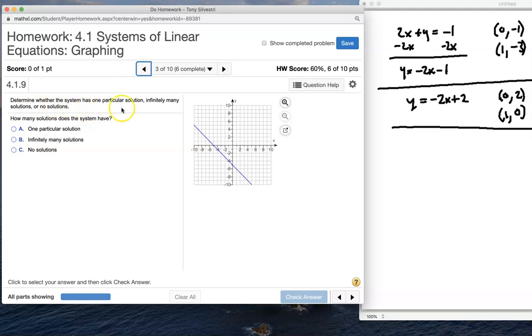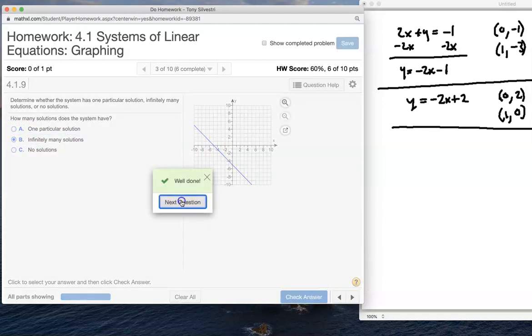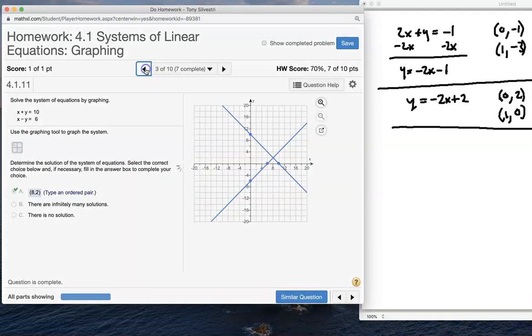Determine whether this has got one solution or infinitely many or no solutions. Well, I see only one line. They're telling me there's 2 lines. Well, those 2 lines must be on top of each other. And if they're on top of each other, they're the same line. So same line means infinitely many. Okay, so let's go to number 2.